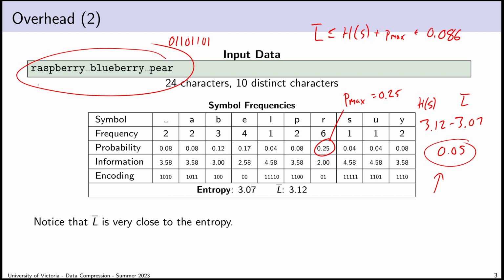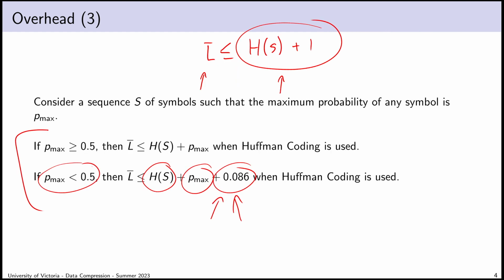But if we plug the numbers in, H of S is 3.07 and P max is 0.25, as I mentioned a minute ago, we realize that the actual error between L bar and entropy is 0.05, whereas the maximum error, according to the theorem, is quite a bit larger than that. So 3.07 plus 0.25 is 3.32 plus 0.08, so I guess that's about 3.4. And obviously, we're doing better than that. So as usual, this is just a bound. We could achieve a better result. And I'll talk in a minute about cases where we can actually match entropy exactly.